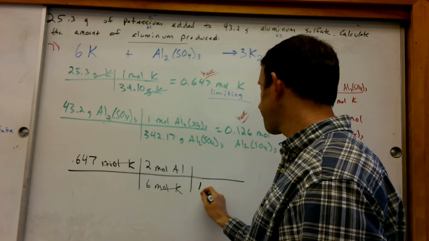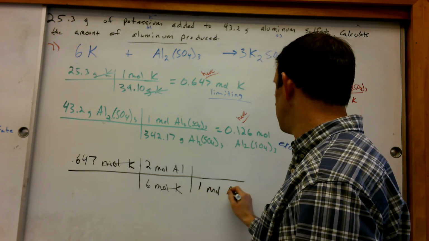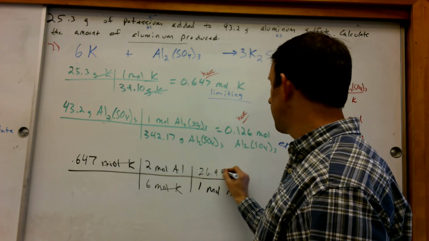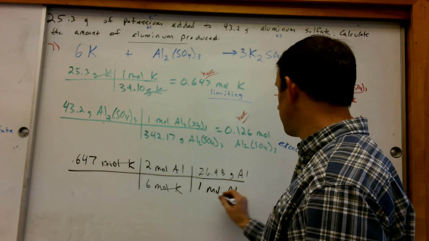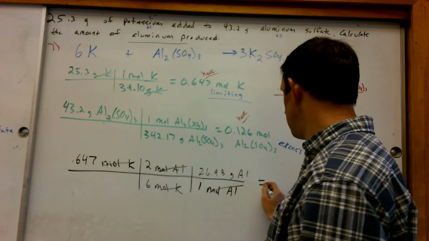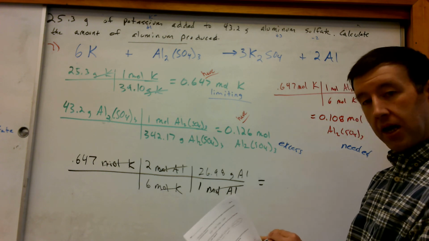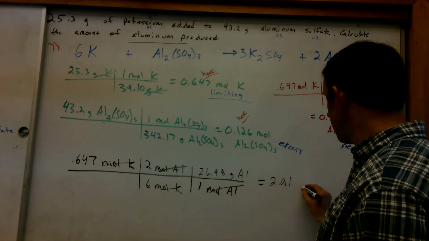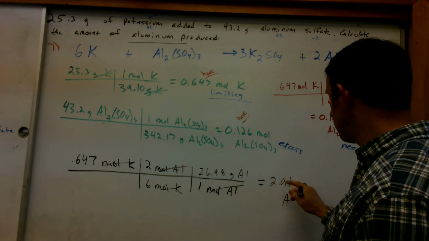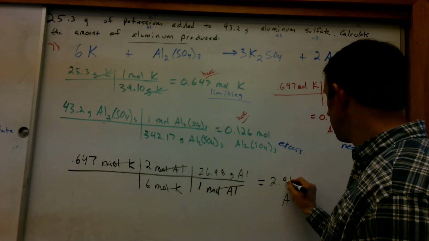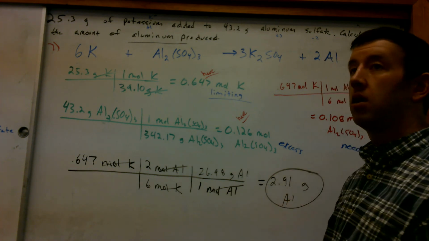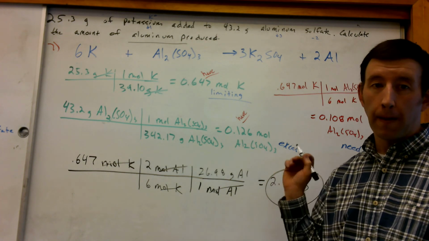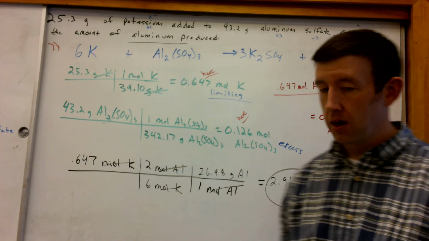1 mole of aluminum is 26.98 grams of aluminum. When I do that calculation, I end up with 2.91 grams of aluminum. That 9 looks horrible. And shazam, 2.91 grams of aluminum metal. There we go.